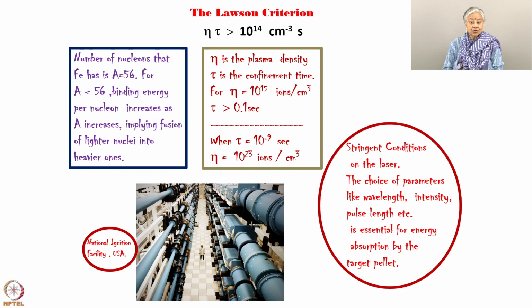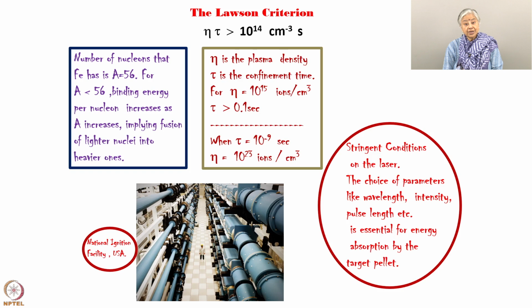Okay. So, we saw that if the number of nucleons is less than 56 within a nucleus, 56 refers to iron, then with an increase in nucleons, the binding energy per nucleon increases if A is less than 56, and A increasing implies fusion of lighter nuclei into heavier ones. Okay. So, the standard is iron.